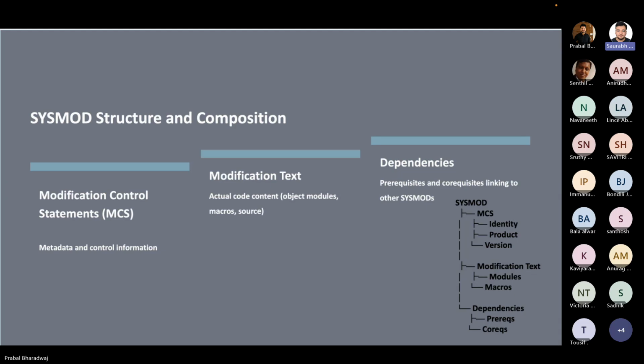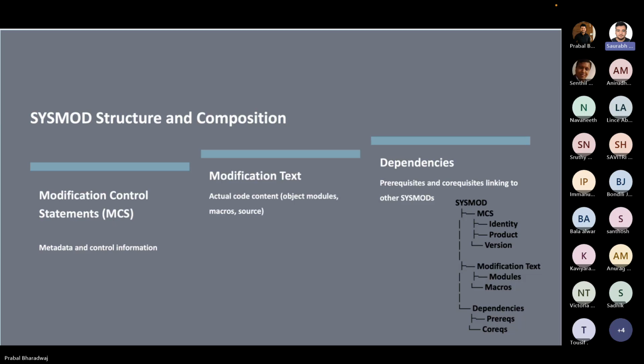MCS tells SMP what to do. Modification text contains the code. The target libraries are where the code finally lives and runs. So the MCS will give us the picture, and SMP will understand.